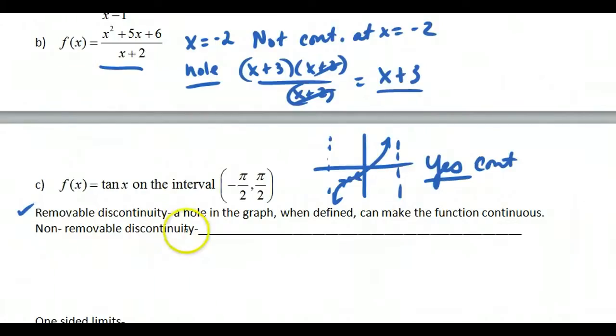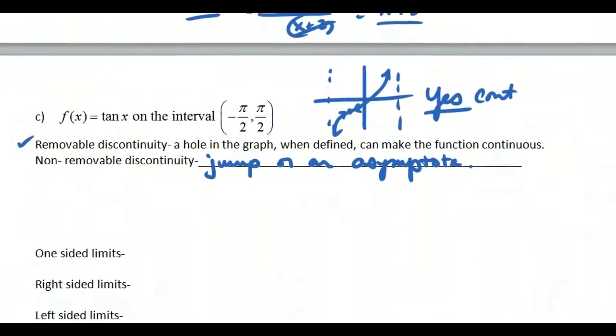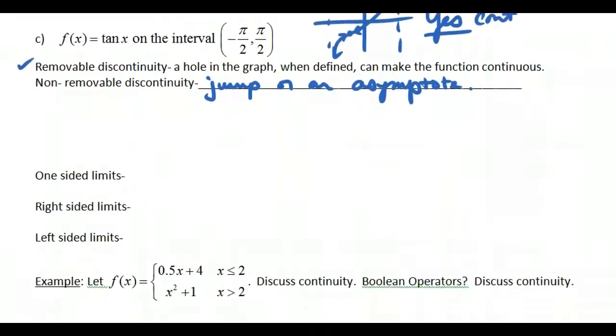Then we have some more specific discontinuities. We have a removable discontinuity, which is a hole in the graph, and then when defined can make the function continuous. So sometimes we can fill in the hole. Non-removable discontinuity is a jump or an asymptote. You cannot resolve these two with just a single point. And so when I say a jump, it's a gap jump. It's not just a hole in the graph jump.